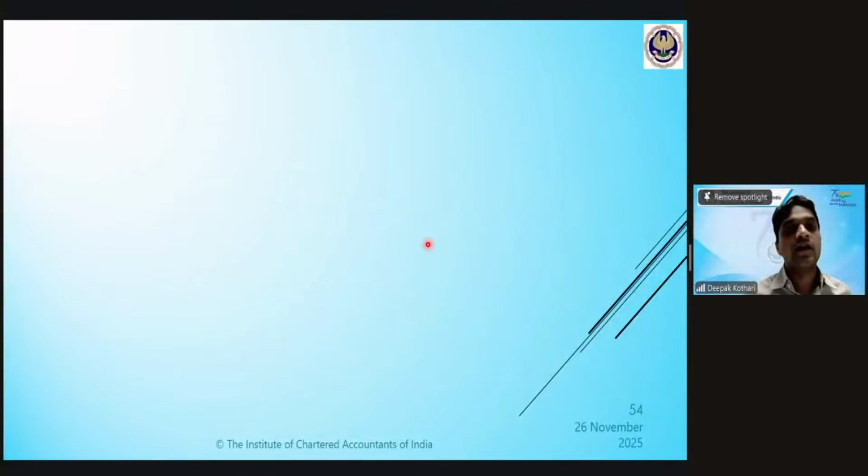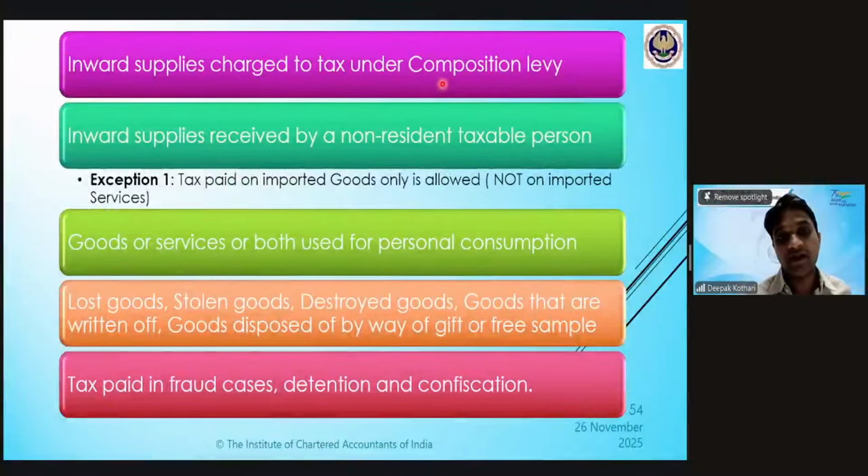Then the next is inward supplies charged to tax under composition levy. If you buy from a composition levy dealer, you will not get credit. Inward supply received from a non-resident taxable person. GST used for any goods or services you're buying and using for personal consumption, credit is still not available. Then lost or stolen goods, credit is not available. And tax paid in fraud cases also, credit is not available. Fine. So this is the important aspect on GST credits, and the conditions for claiming the credit.